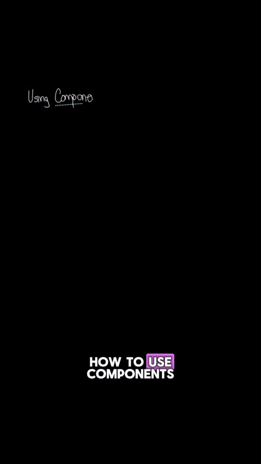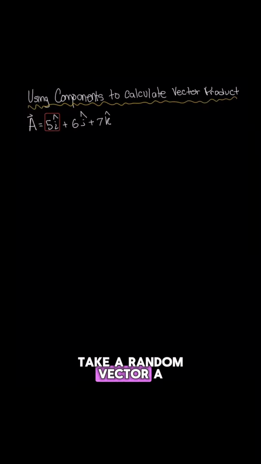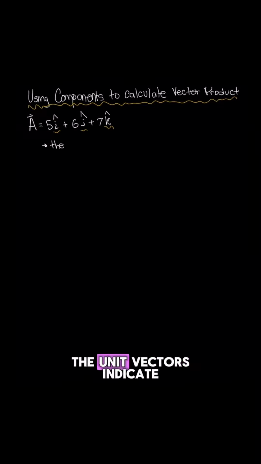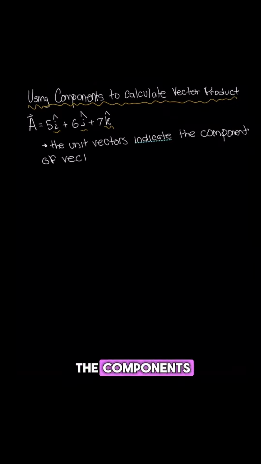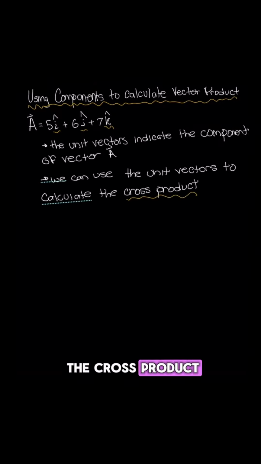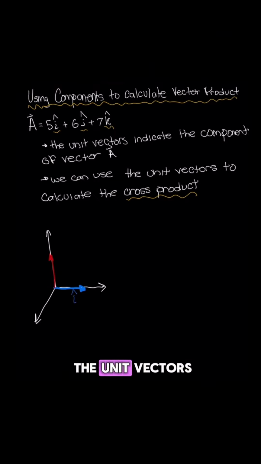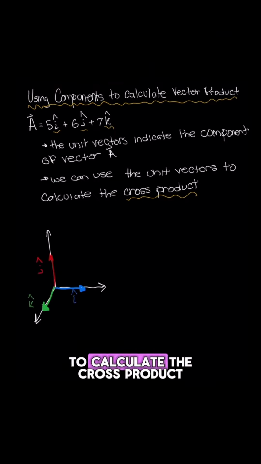So today I'm going to show you how to use components to calculate the vector product, also known as the cross product. If we just take a random vector A, we can note that the unit vectors indicate the components. These unit vectors are what we're going to actually use to calculate the cross product. So below we can draw an image of the unit vectors. This will help us to calculate the cross product.